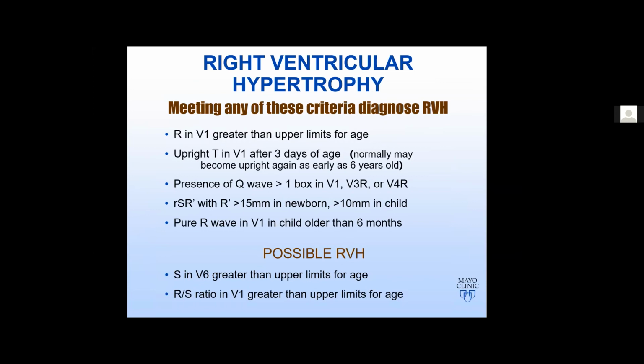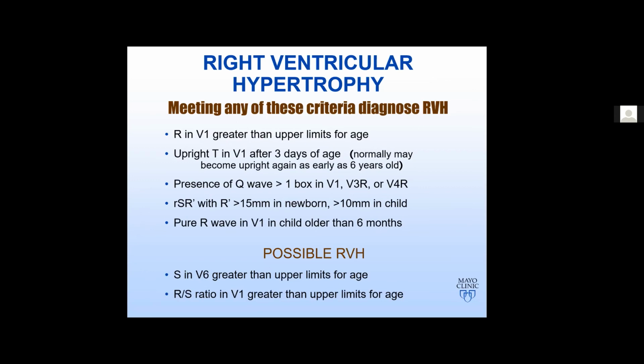But if you see an upright T wave in V1, in a child between 3 days of age and 6 years of age, that's probably the most sensitive thing for right ventricular hypertrophy. Okay, so upright T wave between 3 days of age and 6 years of age. In addition, you should not really see Q waves in lead V1, V3R, or V4.